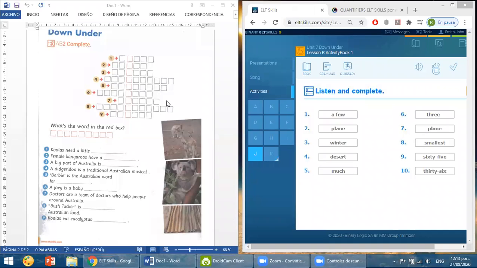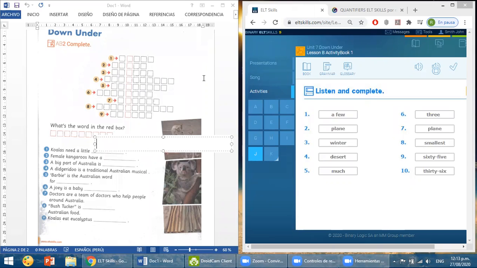If you finish J, help me with K. 1. Koalas drink or need a little. Open your microphones, please. Tell me your ideas. 5 spaces. Koalas need a little. Babies. Little babies. No. Drink. Koalas drink a little.